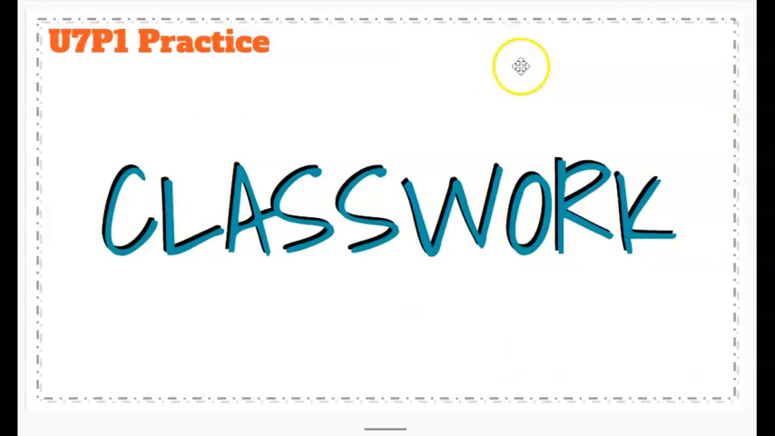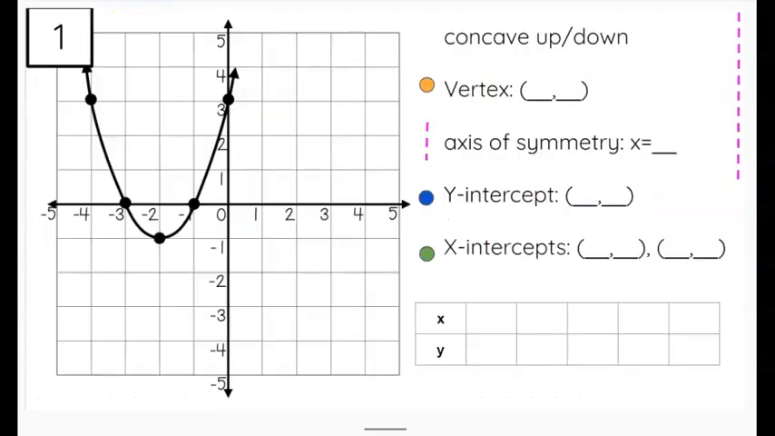All right, that is it for the notes portion. So now you're going to go into your practice. You have some problems that look very similar to what we just did in our video. You can complete them the same way. Identify all those pieces of information. Drag those points over just like I was dragging the points over.